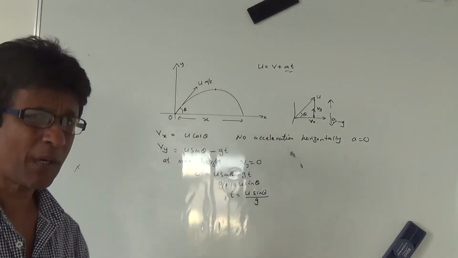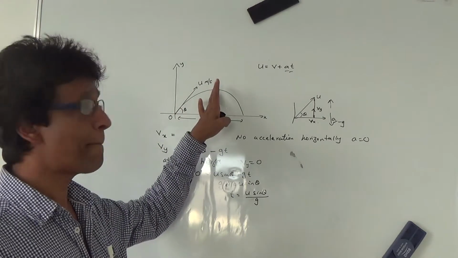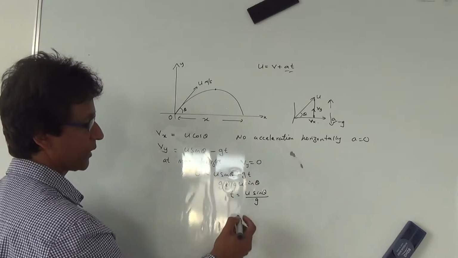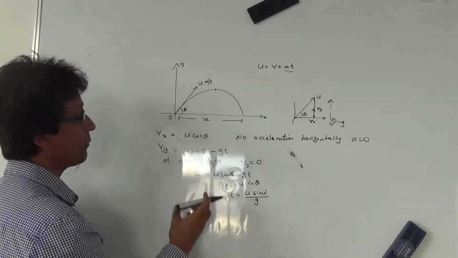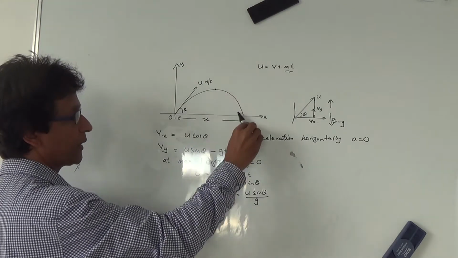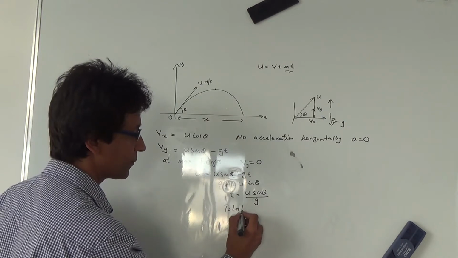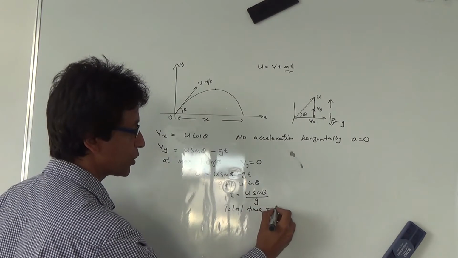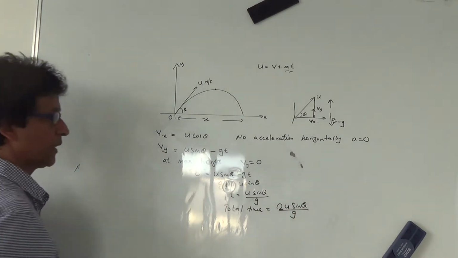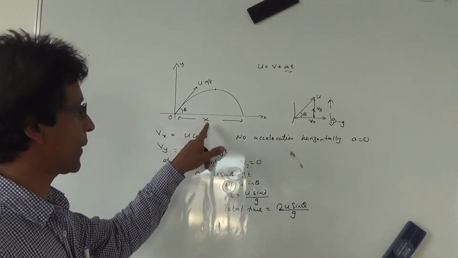But let's talk about the total time it's going to take for the object to go up and then back on the ground. The other half is going to take the same amount of time, going from the maximum point down. So twice of that. The total time taken is going to be 2u sine theta over g. Having got all these equations, I want to find the range.